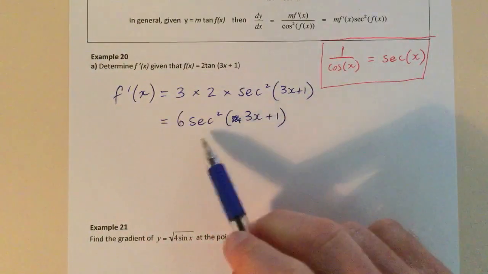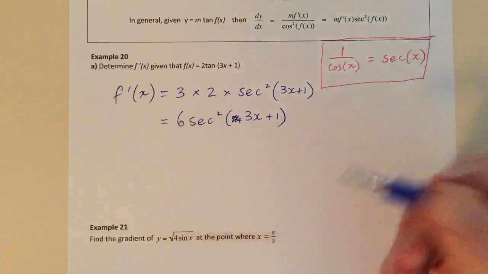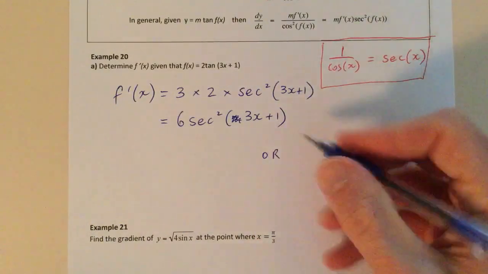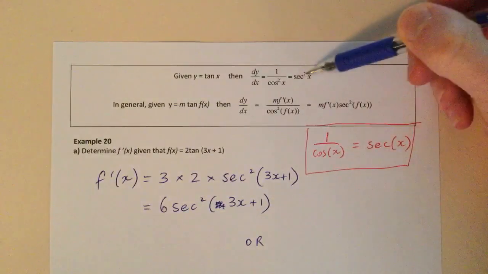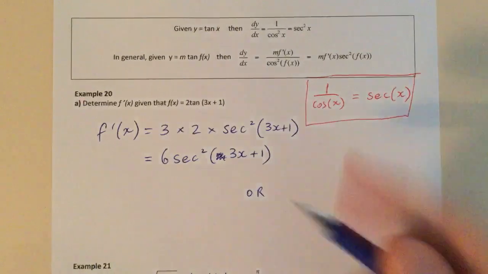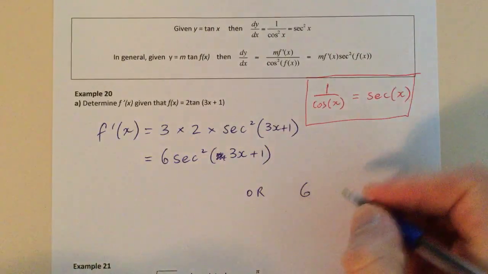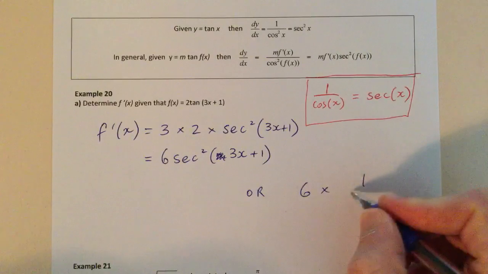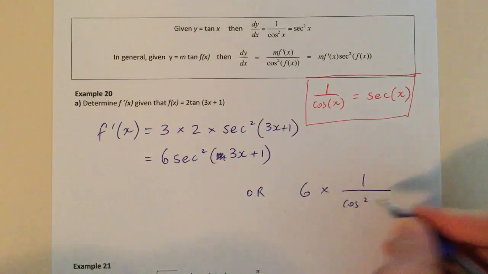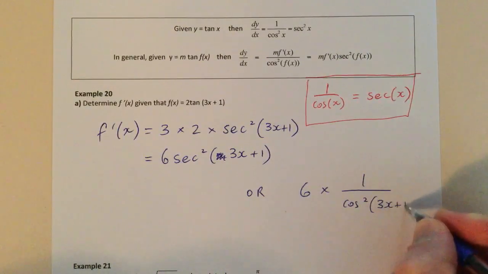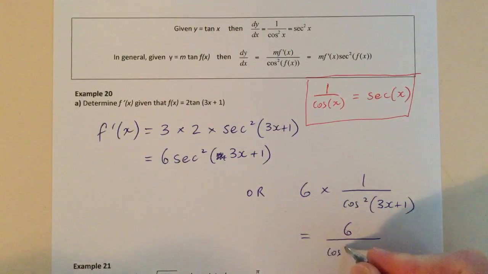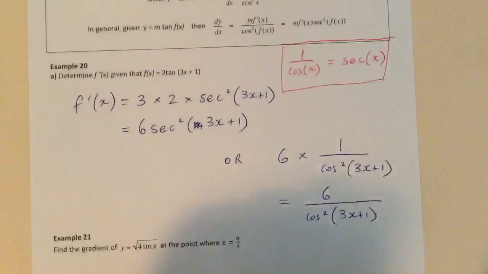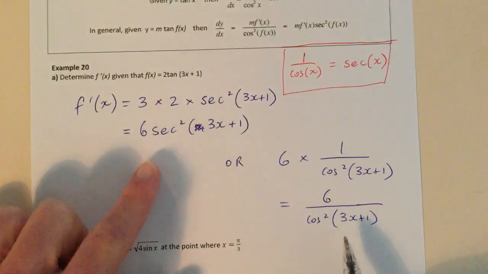And that's perfectly fine to give as your answer. In fact, it's probably easier to write that as your answer. Or a perfectly legitimate way of expressing it is to use 1 over cos squared x instead of sec squared x. So you can also say that it's 6 times 1 over cos squared of 3x plus 1, which of course is just 6 over cos squared of 3x plus 1. As I said, either of those answers are completely fine.